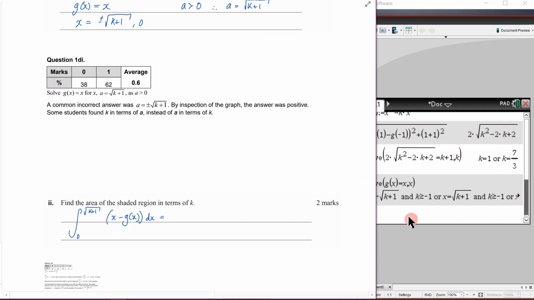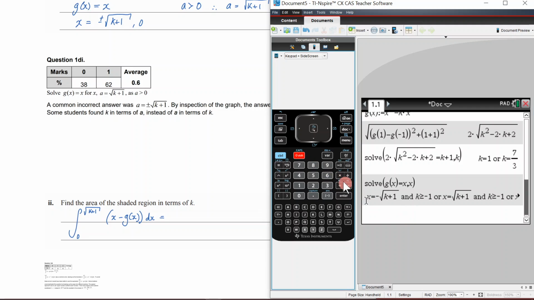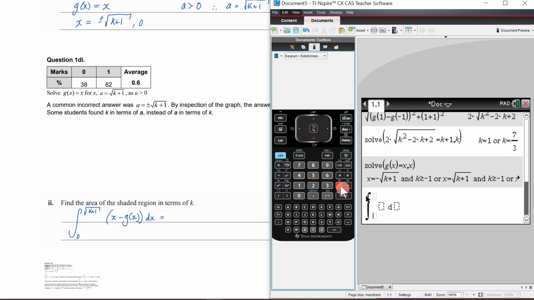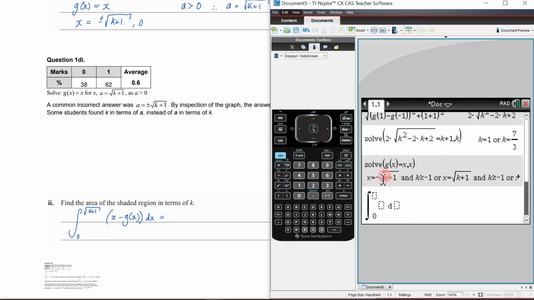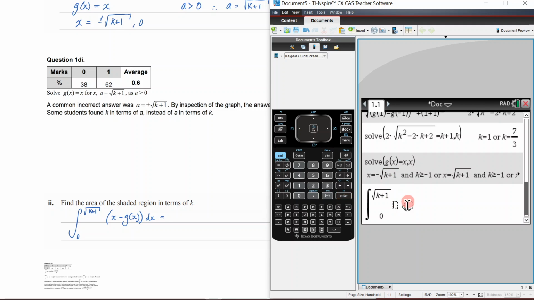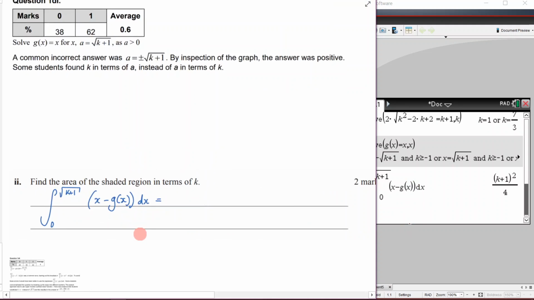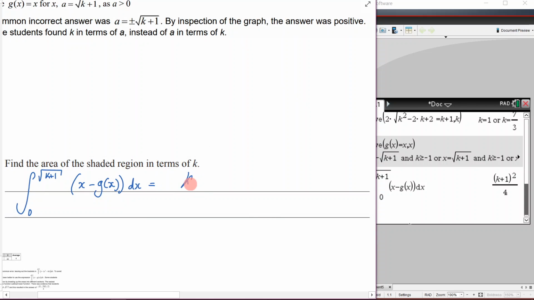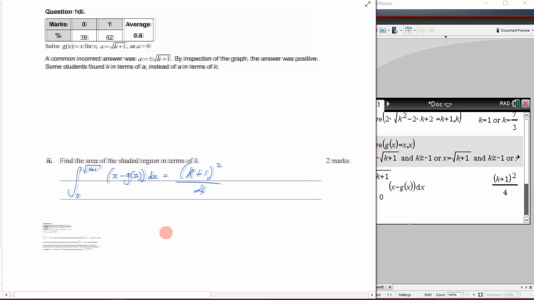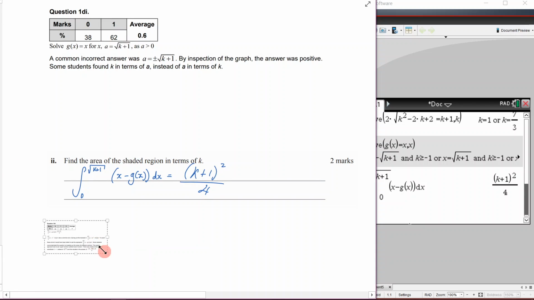Let's now get our answer mark. So I'm going to go shift plus to get the integral up. Then I'm going to go 0 here. And then I can actually come up here and just steal this like that. So that's there now. And then I'm going to get x minus g of x, close my brackets, get x there. And what I'm going to end up with is that. So my answer here is going to be k plus 1 squared over 4. And that's a 2 marker. Hopefully I've got enough there for 2 marks.